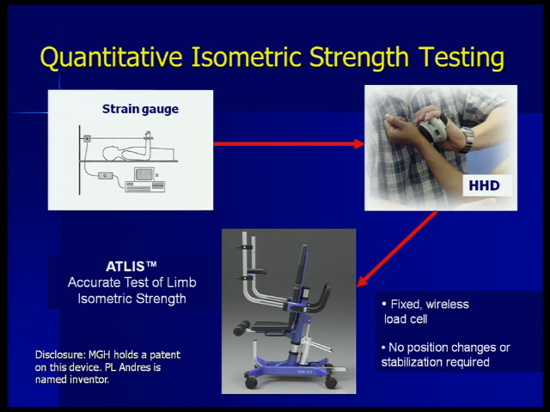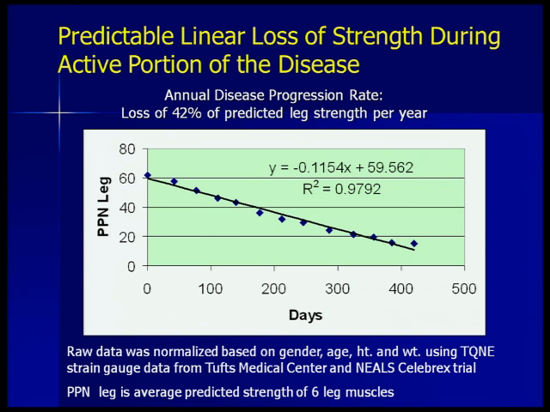So at Mass General, we developed a new device to test isometric strength called ATLAS, or Accurate Test of Limb Isometric Strength. This has the advantage of not requiring any position changes for the patient, but the load cell is fixed, and it requires no strength of the evaluator doing the testing.